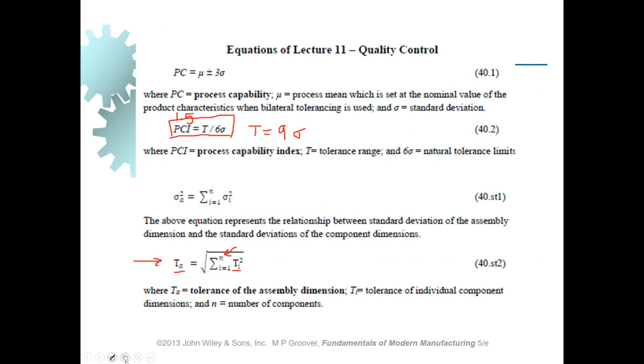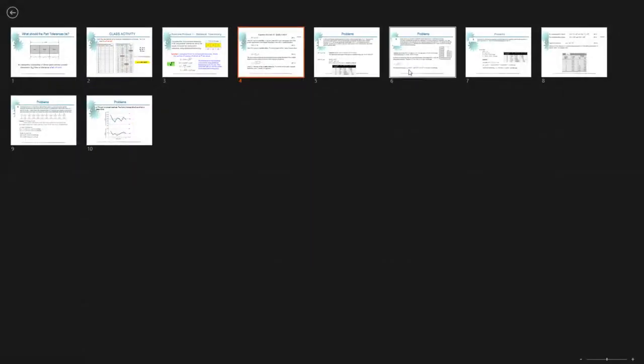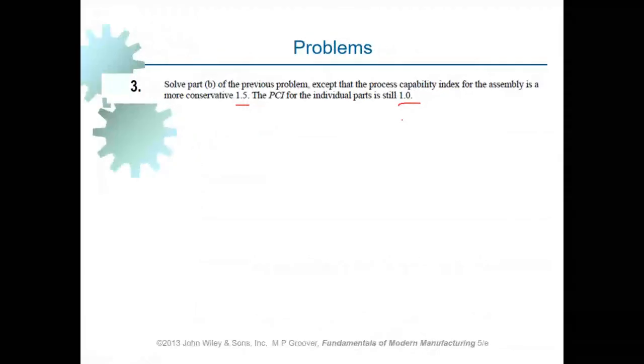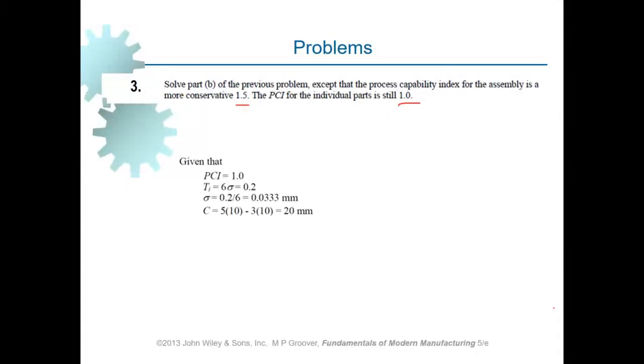So we take this equation from here and then go back to the statement of the problem. Okay. Now, what we have for the individual parts, PCI is equal to 1. For the individual parts, tolerance is equal to 0.2.